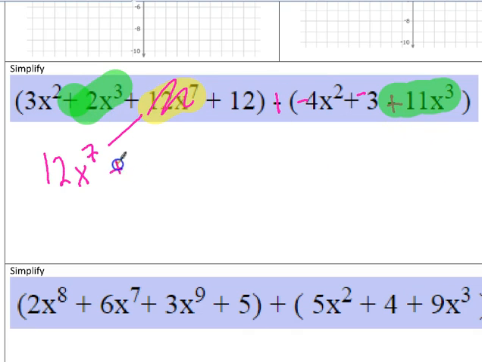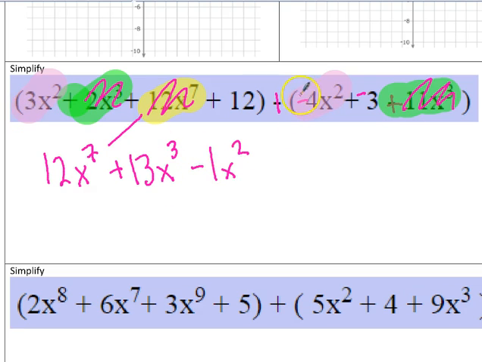Positive 2 and positive 11 make 13. And I do not change the exponents. I'm just counting the cubes. If there's 2 cubes and 11 cubes, that makes 13 cubes. So now I'm done with the cubes. The next term after that are the squares. There's a 3x squared and there's a minus 4x squared. Now 3 minus 4 makes negative 1. And now I'm done with those.